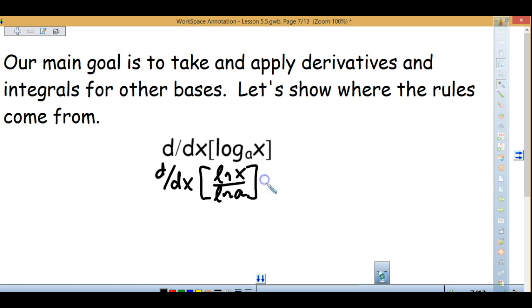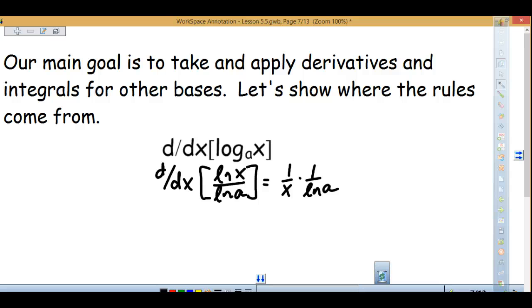Okay? So if I want to go ahead and take the derivative of that, the derivative of natural log of x is 1 over x, and then natural log of a is a constant, so I have natural log of a just hanging out right there. So from here on out, the derivative of log base a of x is equal to 1 over x times 1 over natural log of a.